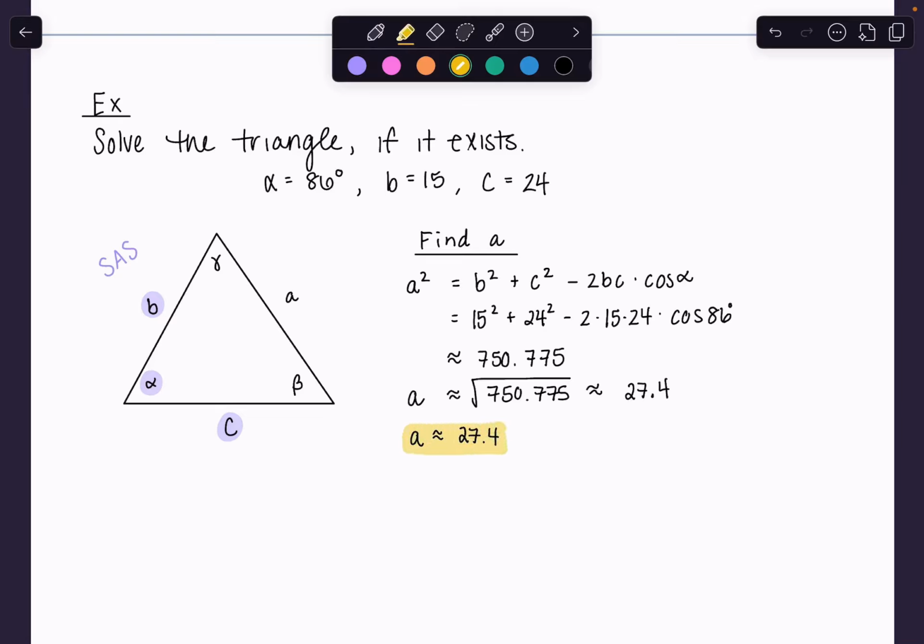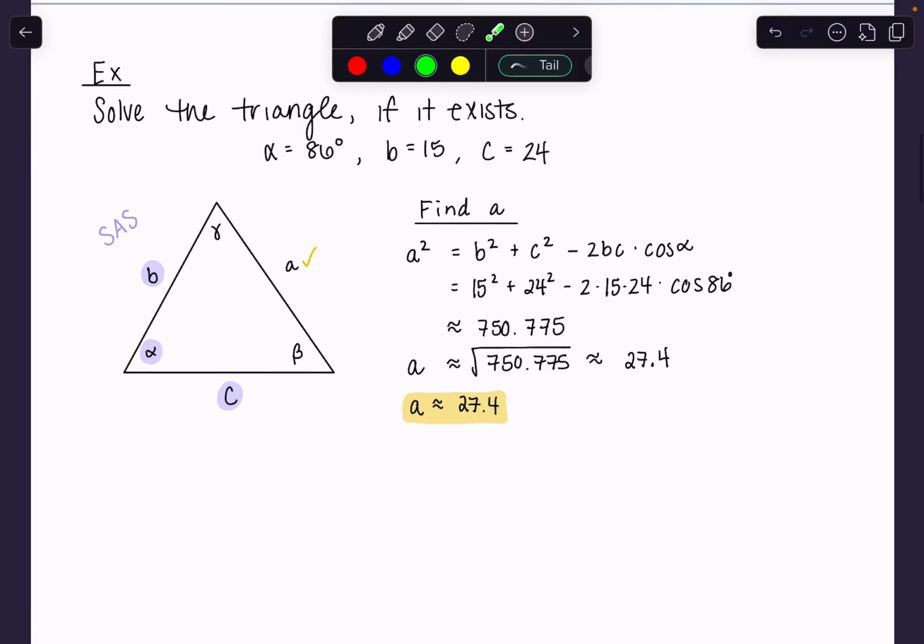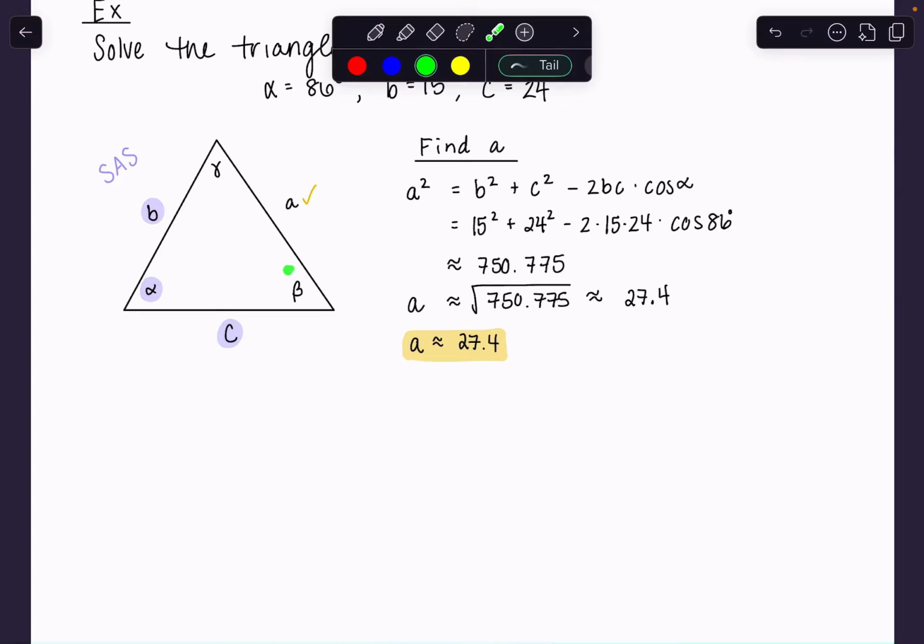Okay. So again, we now have this. I need to find my 2 remaining angles. You can pick whichever one you want, but as soon as you have one, then you can use the fact that the 3 of these have to add up to 180 degrees. So I'm going to go ahead and find beta first.